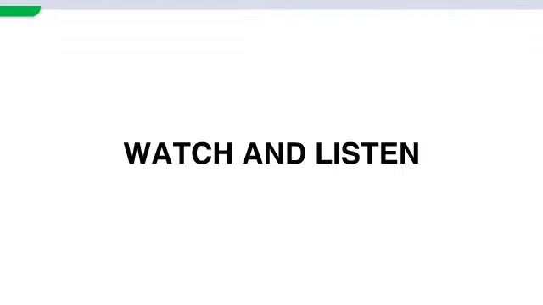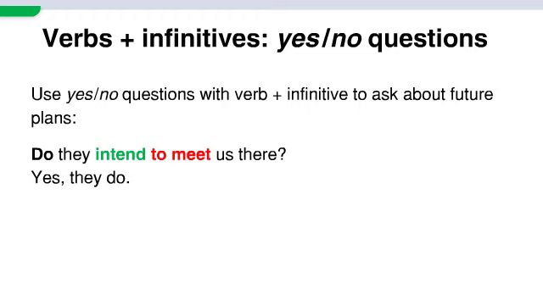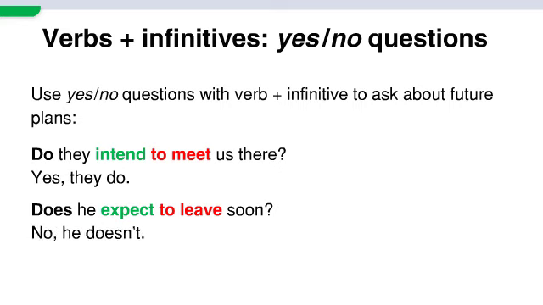Watch and listen. Verbs with infinitives. Yes-no questions. Use yes-no questions with a verb with an infinitive to ask about future plans. Do they intend to meet us there? Yes, they do. Does he expect to leave soon? No, he doesn't.